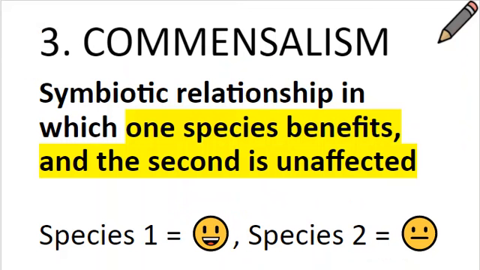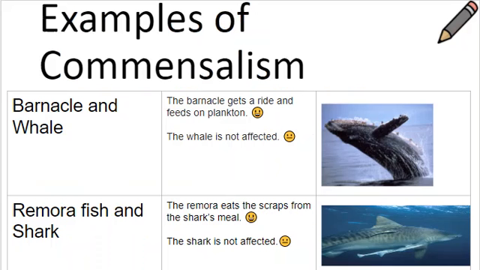In commensalism, one species benefits and the other one is unaffected. So if you look at the emojis, please write down a happy emoji and a neutral emoji to show the relationship. Some examples of commensalism would be the barnacle and the whale.